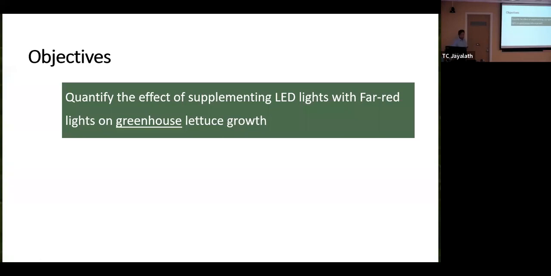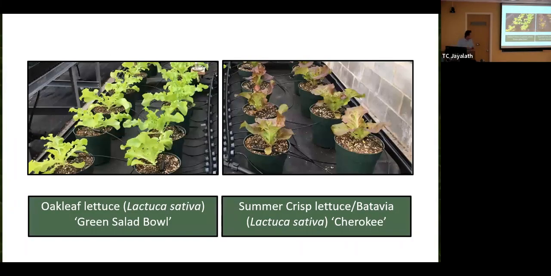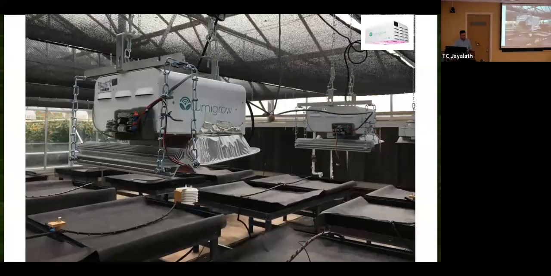So our objective is to quantify the effect of supplemental LED light with far-red light on greenhouse grown lettuce, because most of the studies are done in indoor farms. It's very hard to do a study in a greenhouse to see the effect of far-red light. So for this study, we use green salad bowl and a red lettuce, Cherokee, and we use a Lumigrow lighting fixture.